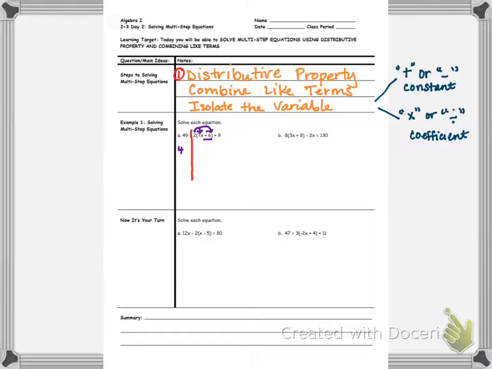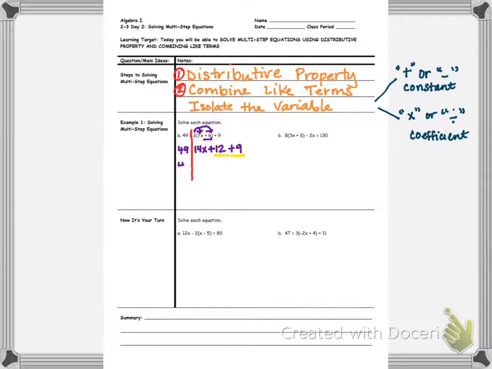So my 49 comes down. 2 times 7 is 14. Then bring the variable x. 2 times positive 6 is a positive 12. And then we're just going to bring down that plus 9 that was outside of the parentheses. Now we look, and we should see that we have two like terms. Okay, we have two constants, 12 and 9. We're going to put them together. So we're going to combine those like terms, which here is step number 2.